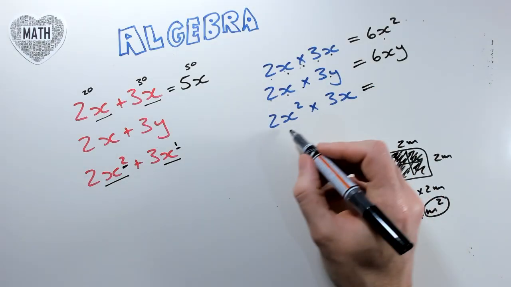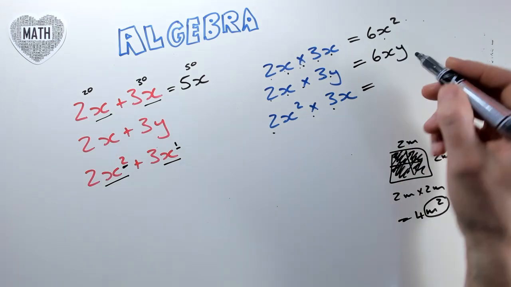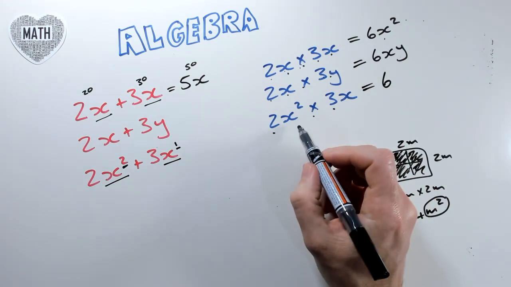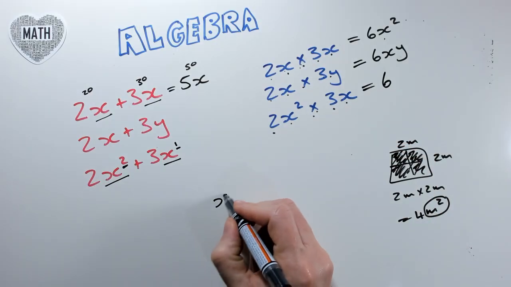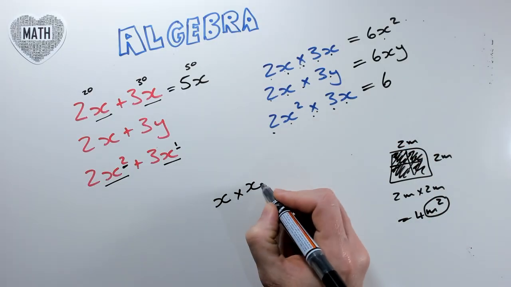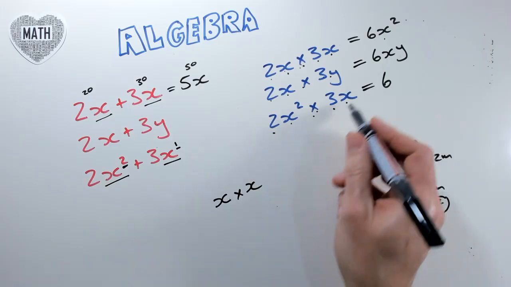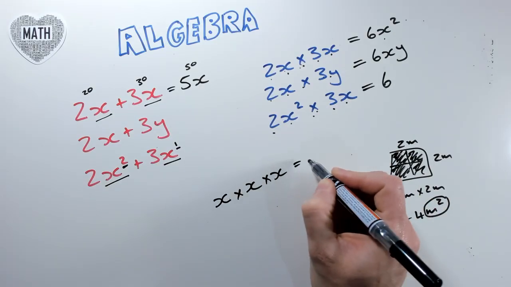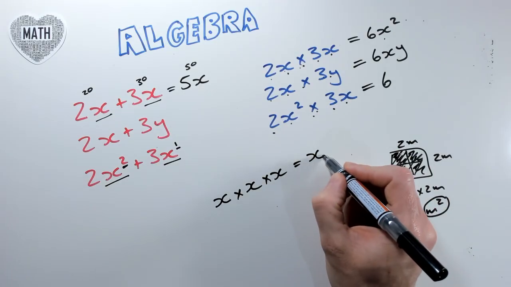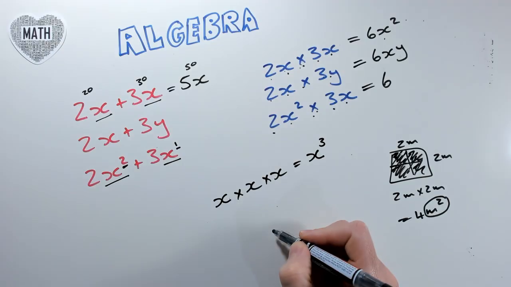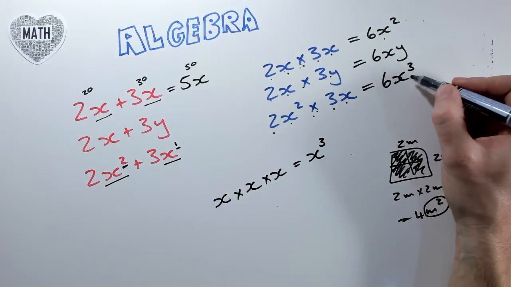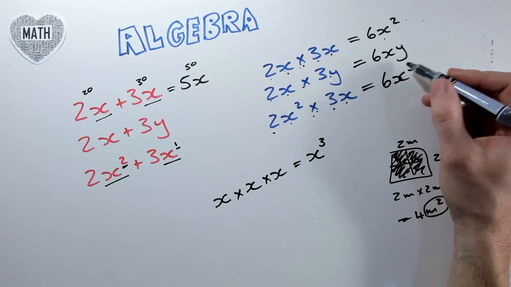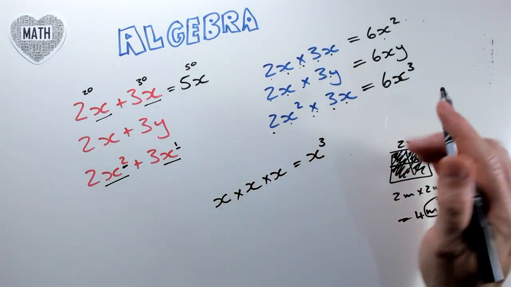Multiplication would be 2 times 3, which is 6, and then x squared times x. Basically, we're saying x times x, because that's x squared, times another x. The shorthand for this would say we have x and we're multiplying it by itself 3 times. So this is x to the power of 3. Don't worry too much about the indices. There's a whole topic about indices.